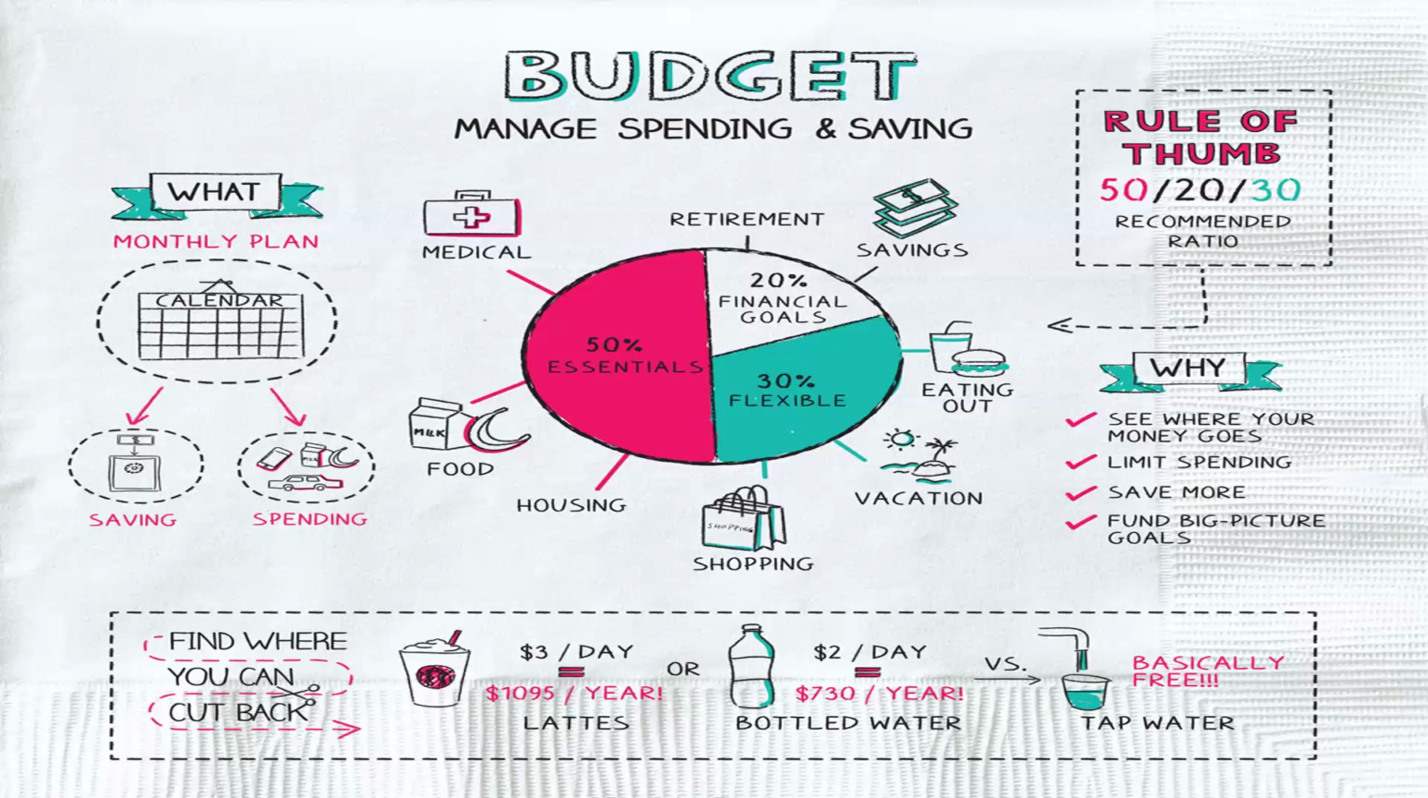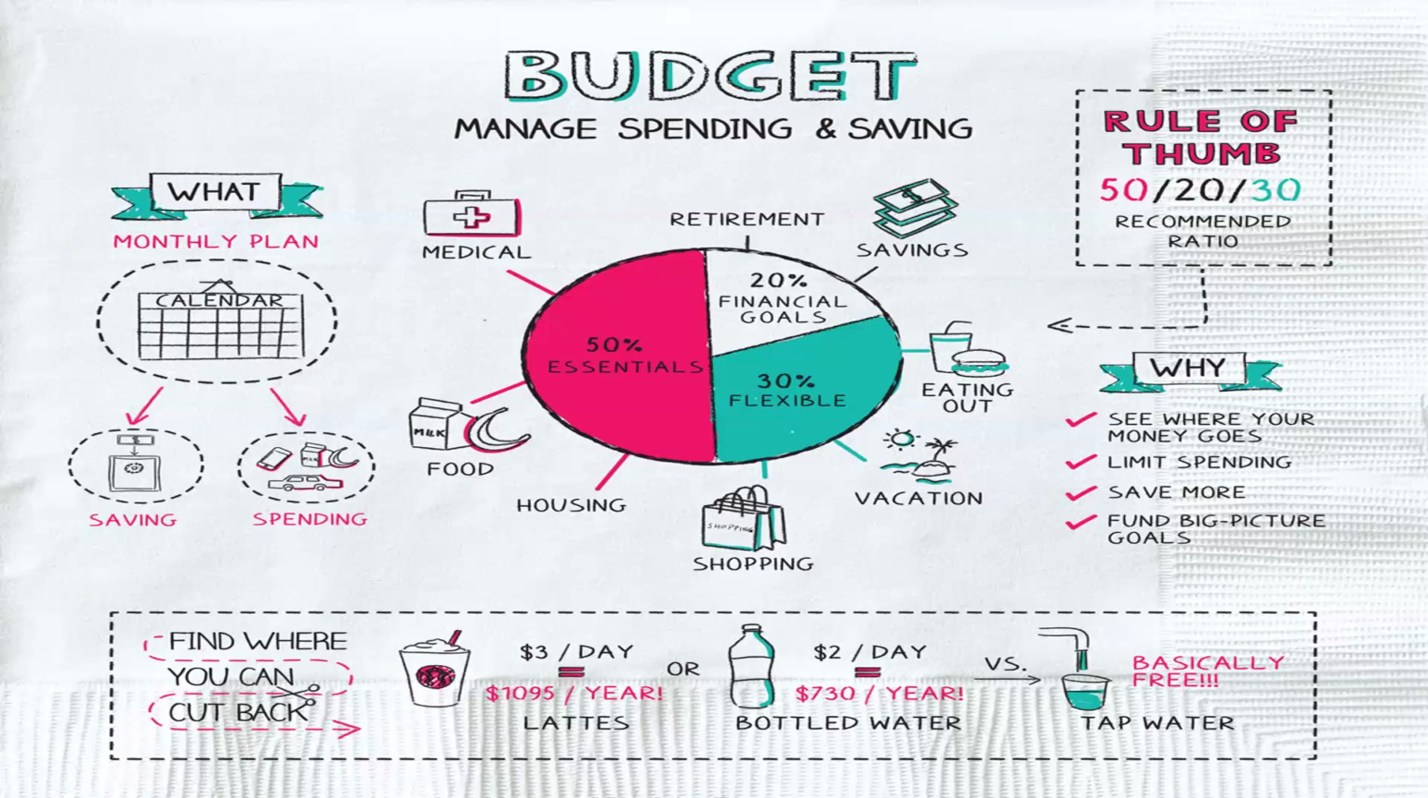And you can see medical, food, and housing items make up the 50% essentials. For financial goals, we have savings and retirement. For flexible, we have vacation and eating out. And this is divided into the what and the why. When you come over to the why, you'll see where your money goes, and you limit spending. So the why is just talking about why.